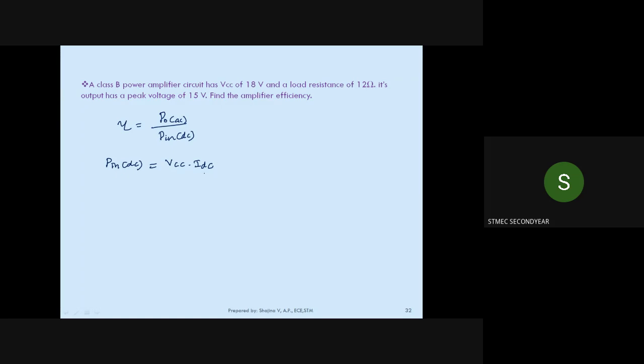And IDC means DC current. So here we have to know the value of DC current. So here it is given that its output has a peak voltage of 15 volt, right? So that means peak voltage of 15 volt means this is my output signal and this value is 15 volt. That is from 0 to this point. That is the peak voltage.